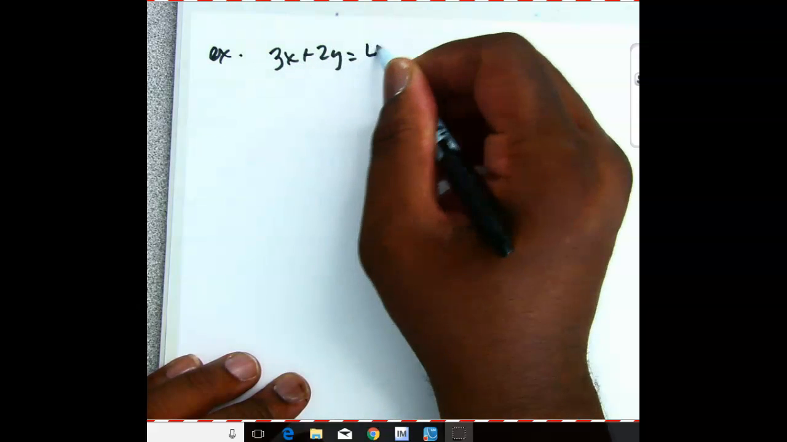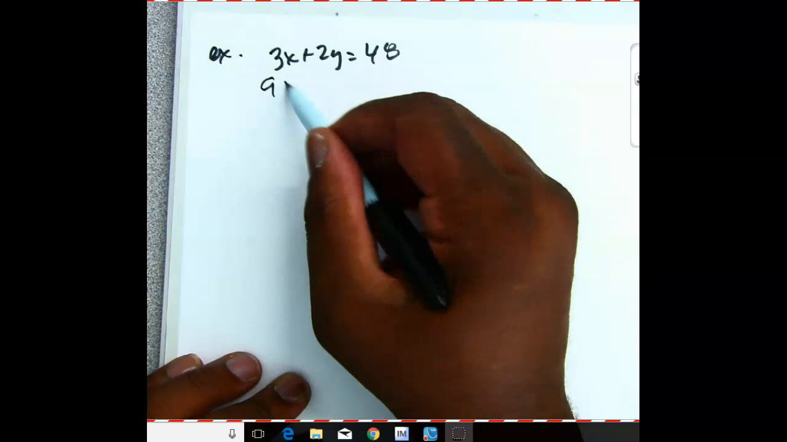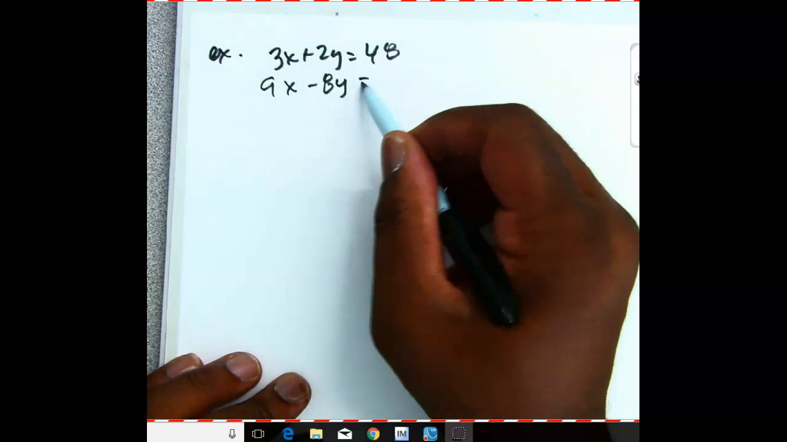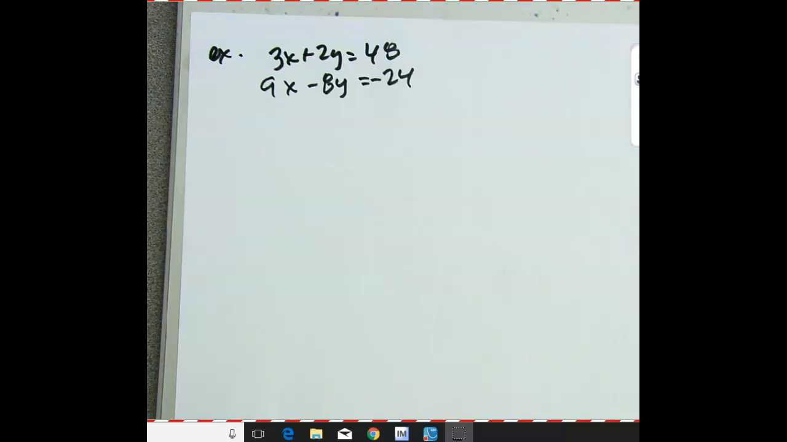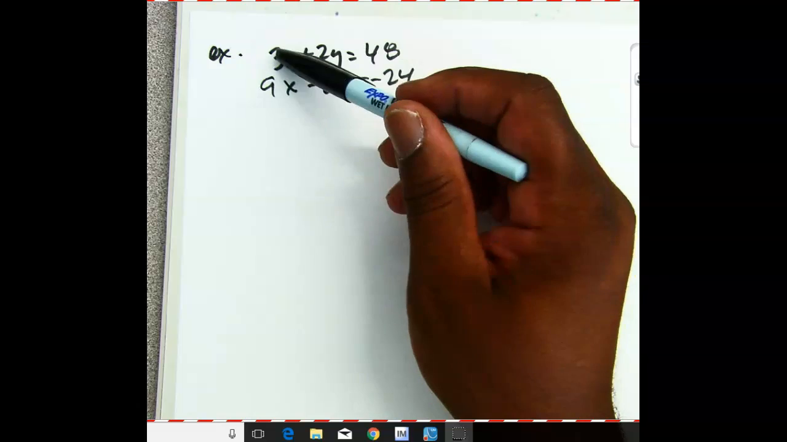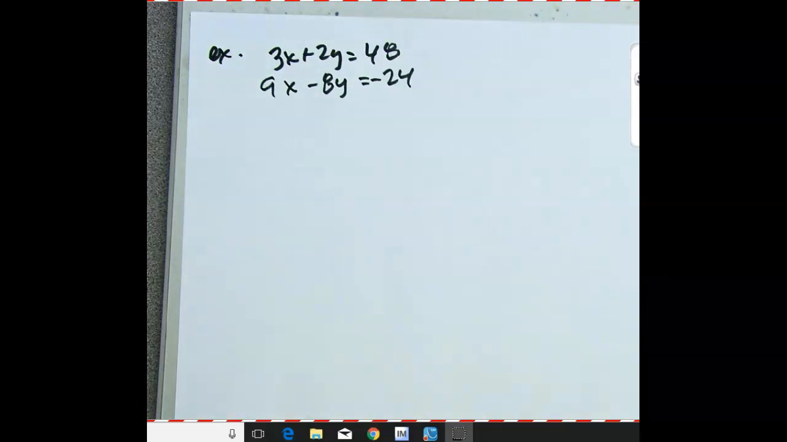So example, 3x plus 2y is equal to 48. 9x minus 8y, and that's equal to negative 24. So you have to decide which variable to eliminate. Some cases, you may only have to modify one of the equations. In other cases, you have to modify both. In this case right here, 9 is a multiple of 3, 8 is a multiple of 2. And then you need one to be positive, one to be negative.